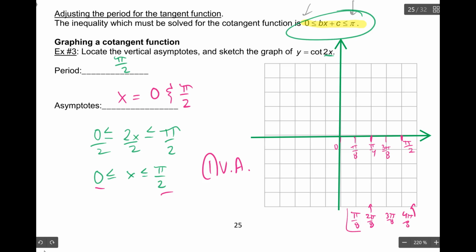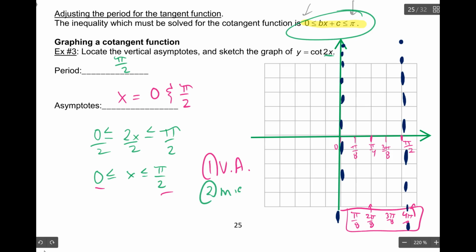Cool. This is why sometimes I'll label my graphs like this, just so you can see I have equal spacing. Just a side note, you have to have equal spacing when you're graphing. Always do that. All right, step 1. Let me draw my vertical asymptotes. So 0 and pi over 2. Okay, step 1 done. Step 2, I need to do my midpoint.